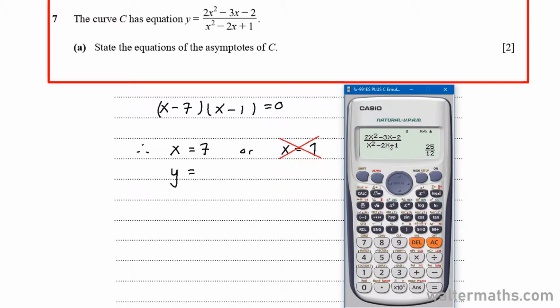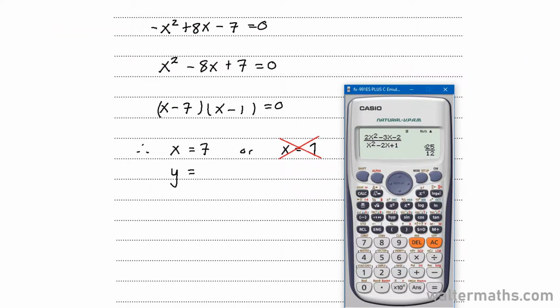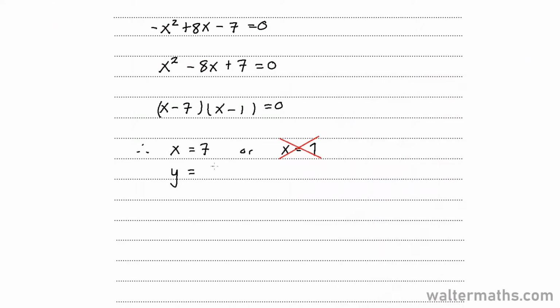So I've just substituted 7 in place of x in the equation, and I got y coming out as 25 over 12. So y is 25 over 12. So the turning point, or the stationary point, is the point 7 and 25 over 12. So this is what we will get.